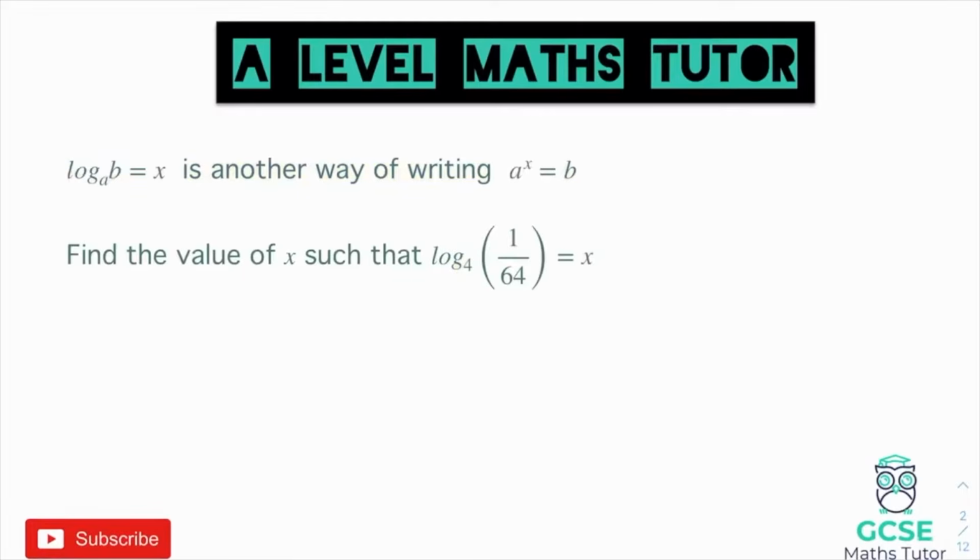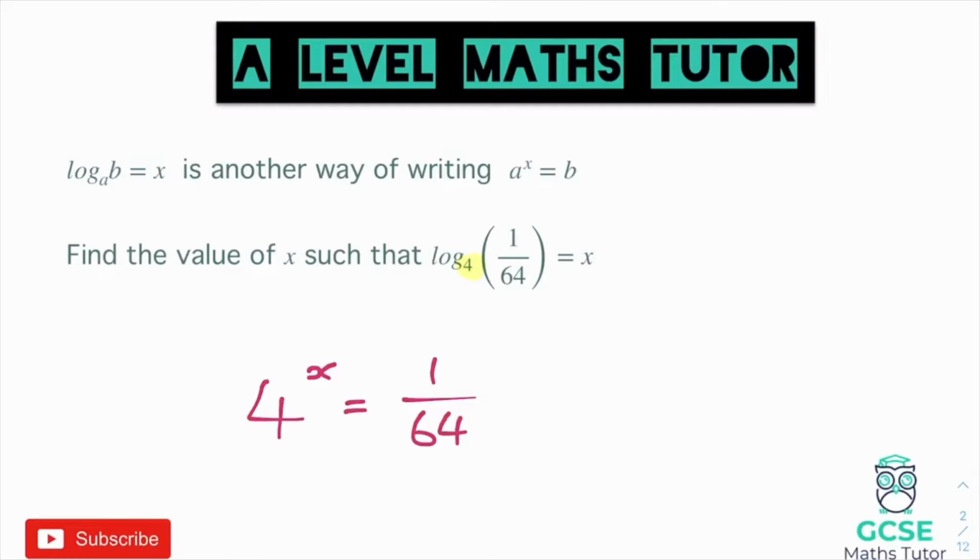Okay, so something a little trickier here. We've got find the value of x such that log base 4 of 1 over 64 is equal to x. Or in other words, what power of 4 gives us 1 over 64? Well, let's write this out. So we have the base of 4. So 4 is our base number. 4 to the power of something, which is our x this time, is equal to 1 over 64.